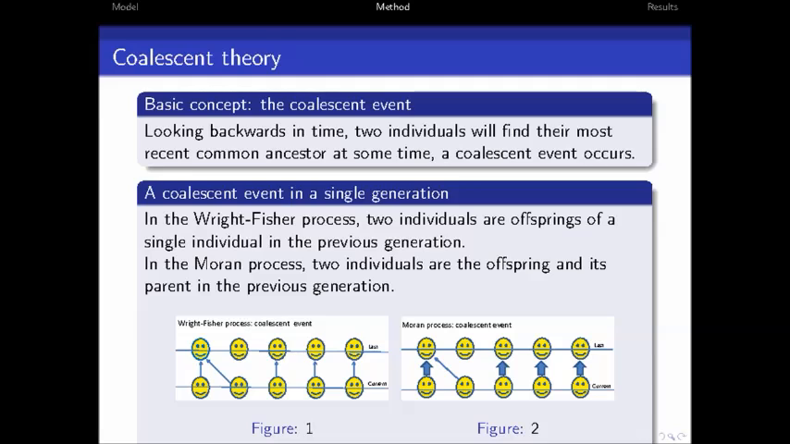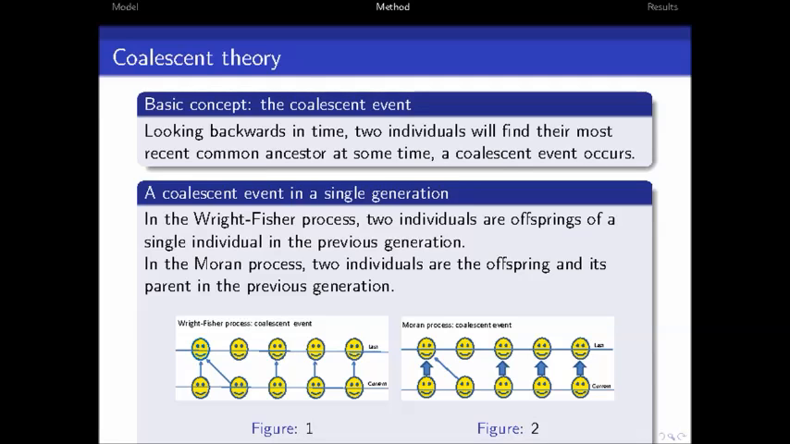Now I introduce our method. As everyone knows, when we look backwards in time, any 2 individuals will find their most recent common ancestor at some time. Then a Coalescent event occurs. Figure 1 illustrates the Coalescent event in the Wright-Fisher process. Each layer is a generation. The lower is the current generation. The upper is the last generation.